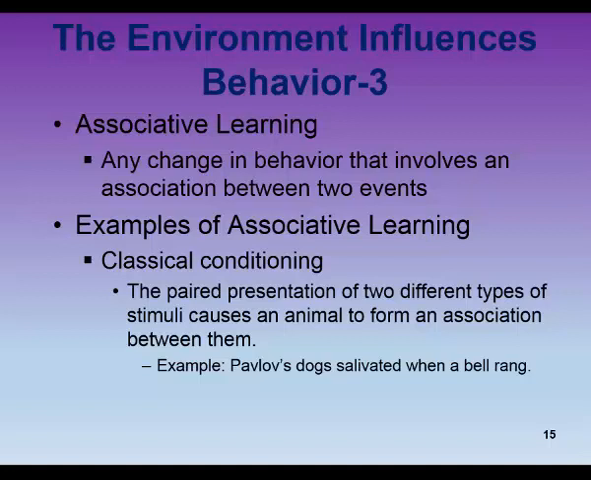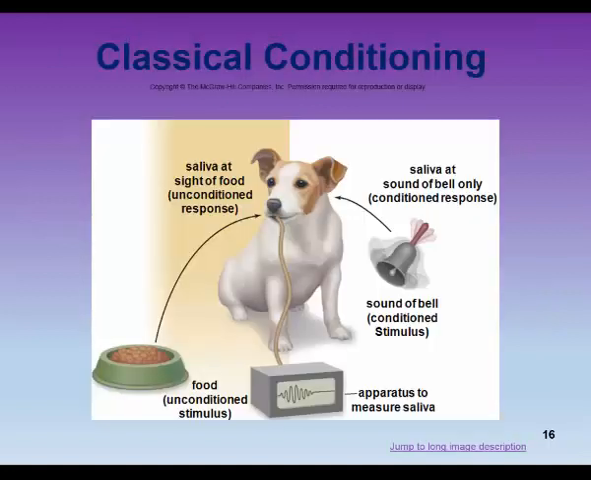So this is what we call classical conditioning. Paired two different types of stimuli causes you to form an association. And here, of course, is the poor little dog that he did the experiments with.